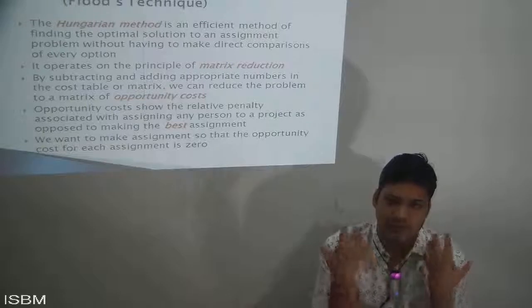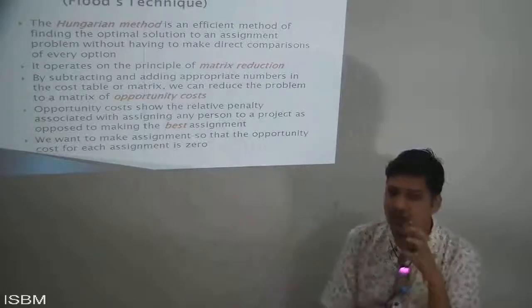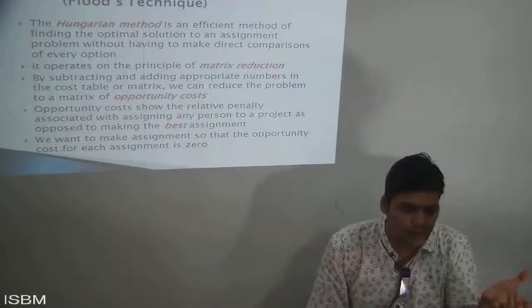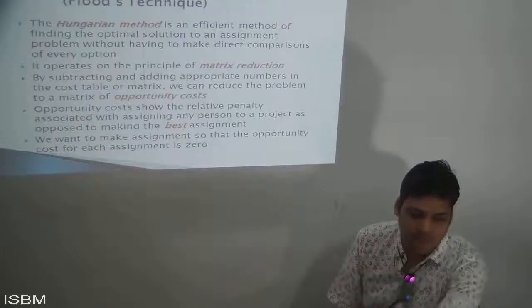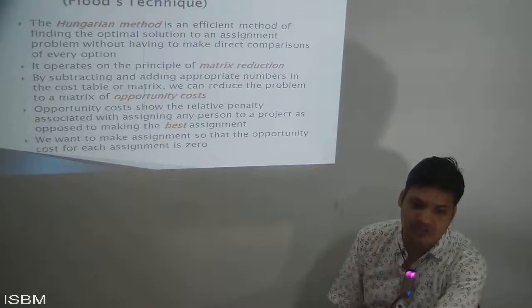We want a best assignment. We want the optimal solution. For the optimal solution, we can either add something to a particular number or reduce it. So we can see what we need to do: we want to make assignments so that the opportunity cost of each assignment is 0.